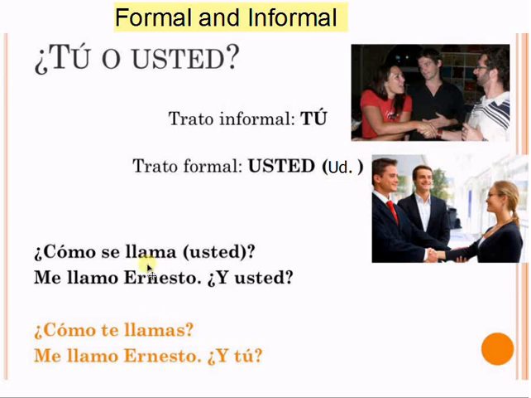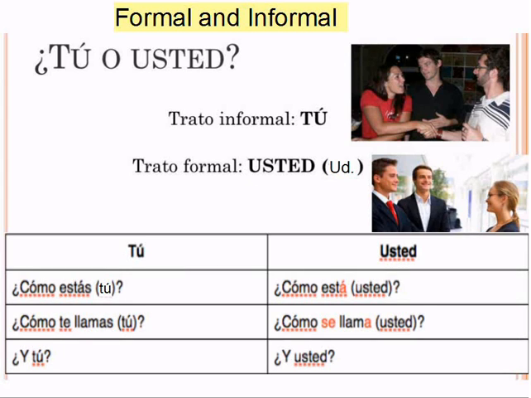And I want to call your attention to the spelling of these two sentences, because some students don't pay attention to the details. And look, ¿Cómo se llama? Se is formal. Te is informal. ¿Cómo se llama? There is no S at the end, and informal always ends with an S. Every time you use the tú form, it needs to end with an S. ¿Cómo te llamas? Okay? Let's see some more examples.